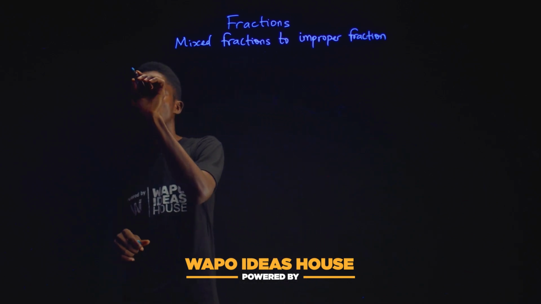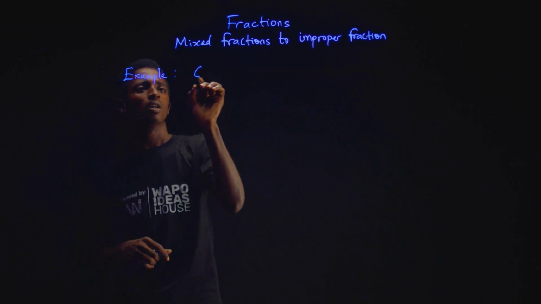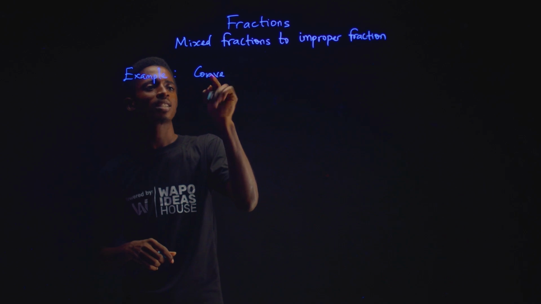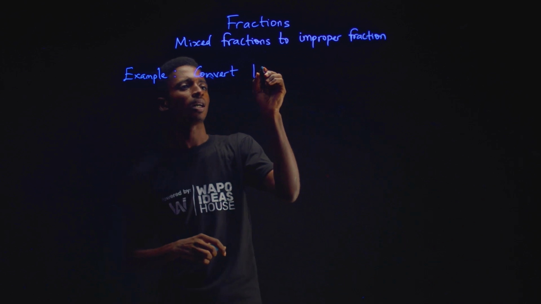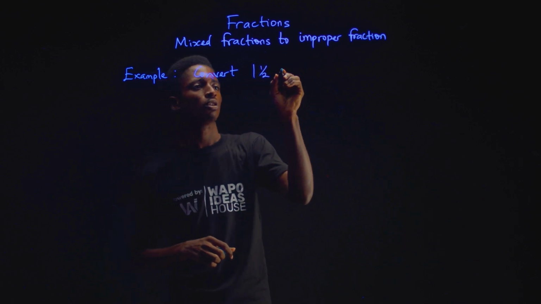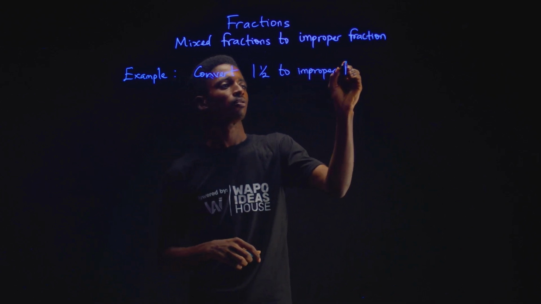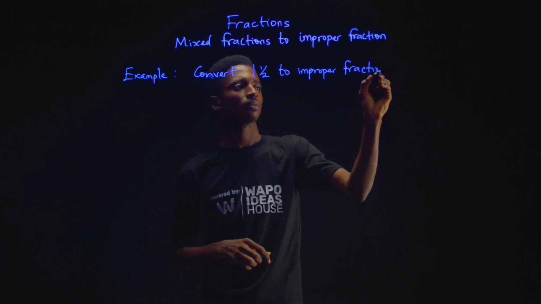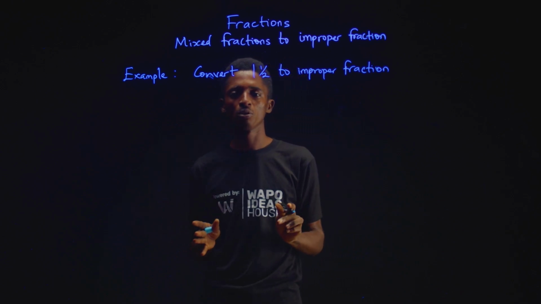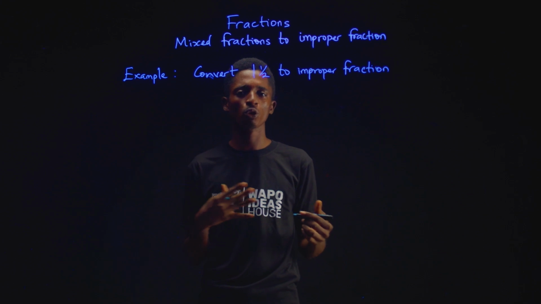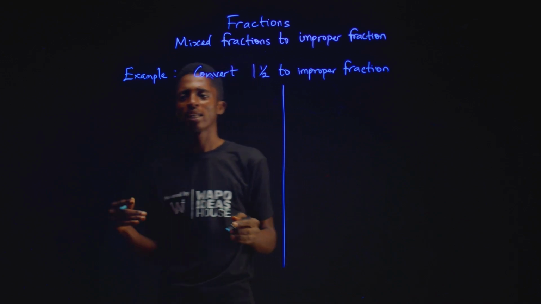Let's take an example. Example: convert one whole number 1/2 to an improper fraction. Now, I'm going to explain this in two ways to you, and then you can choose whichever one you find easier to you. The first method I'm going to apply is this.